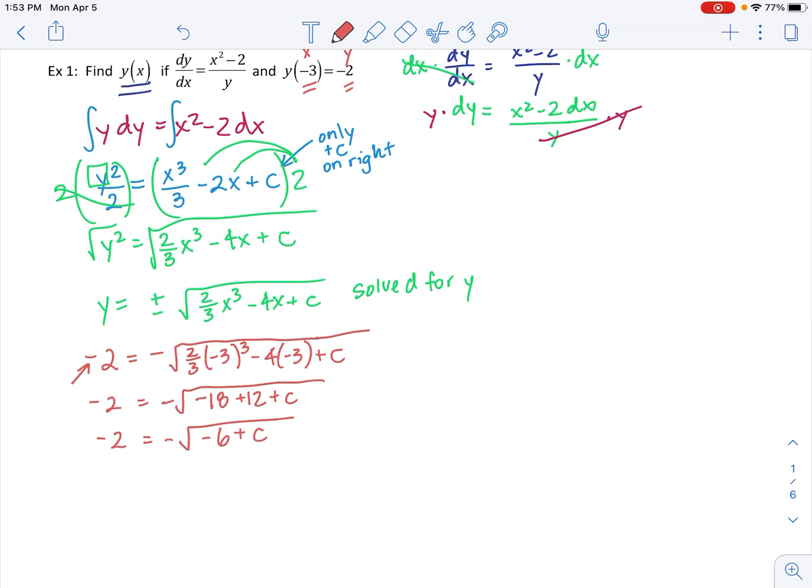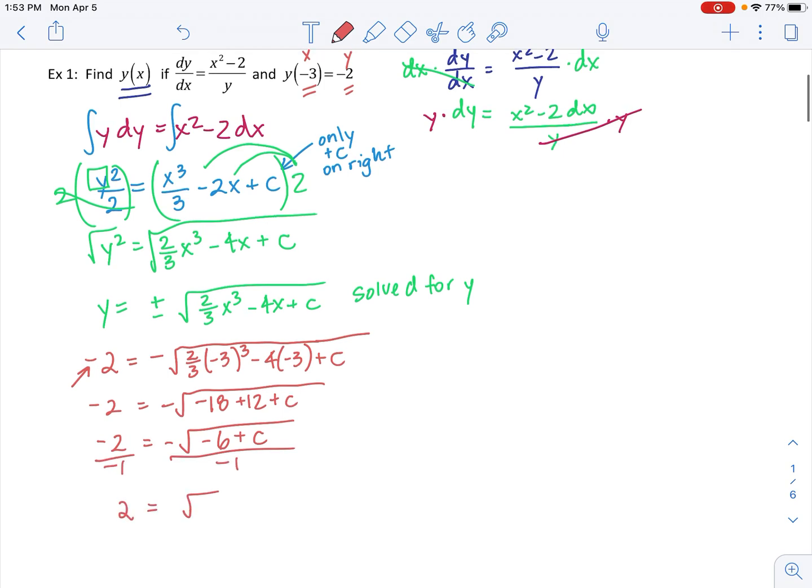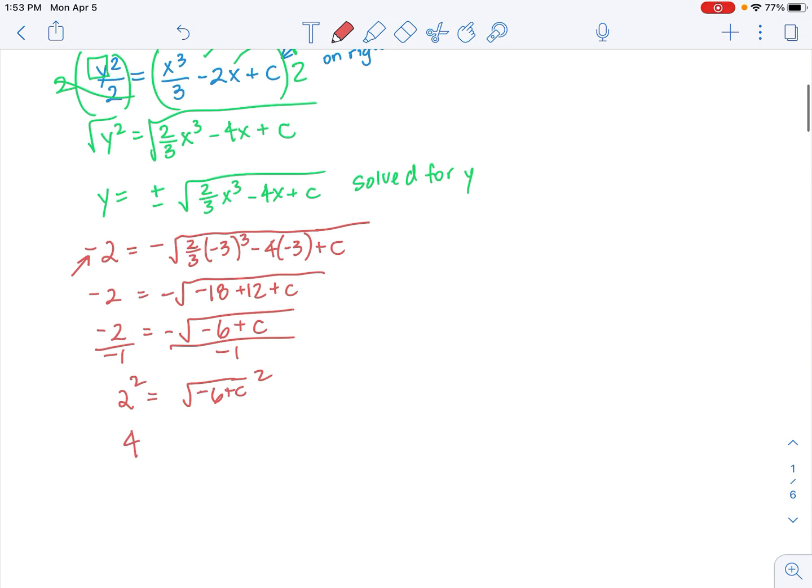And now, in order to solve for c, that's my last thing to do, I'm going to keep on with my algebra. Divide both sides by -1 to clear out the negative. 2 is equal to the square root of -6 plus c. Square both sides to clear the square root. Finally, add 6. So the c value is 10.